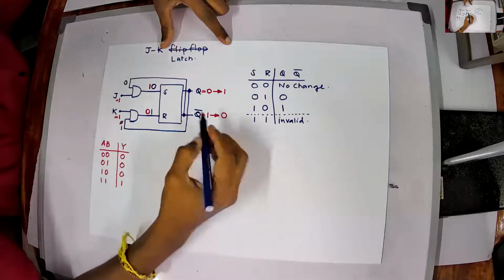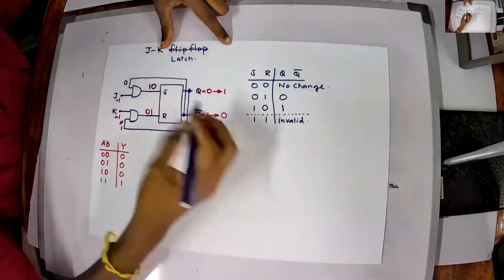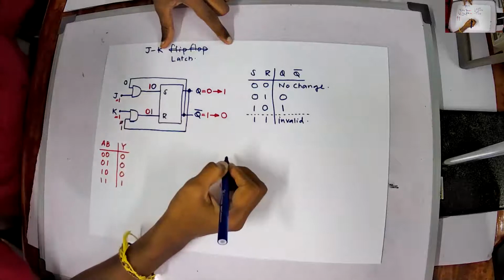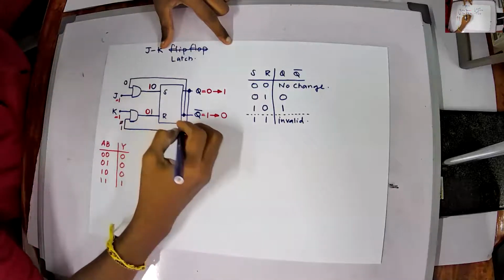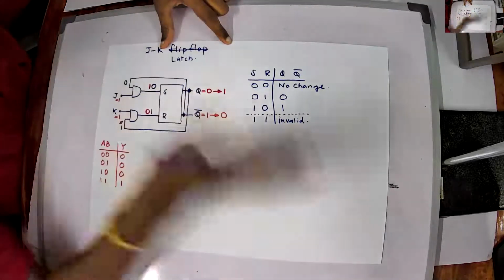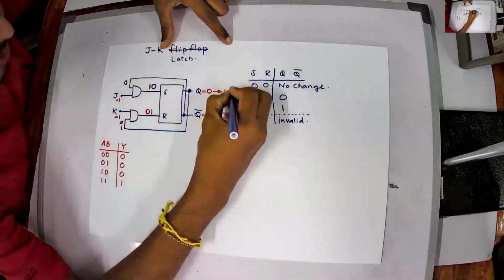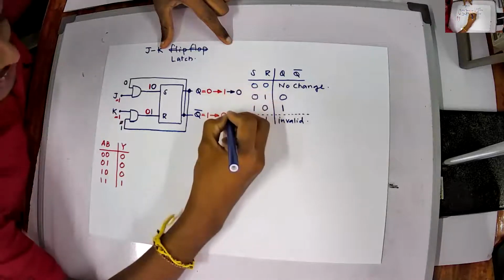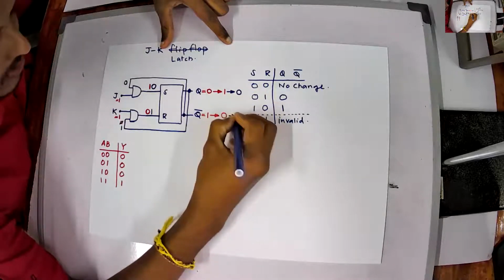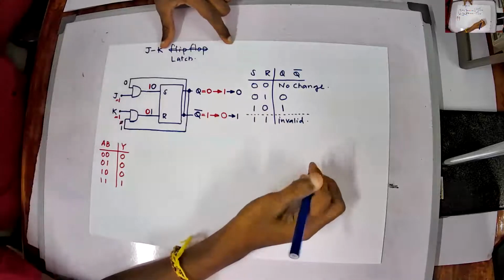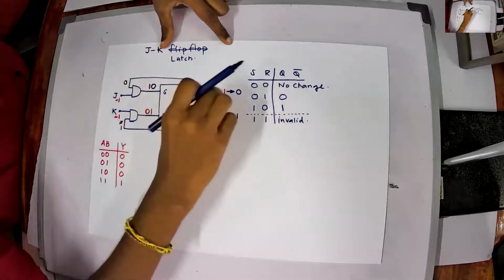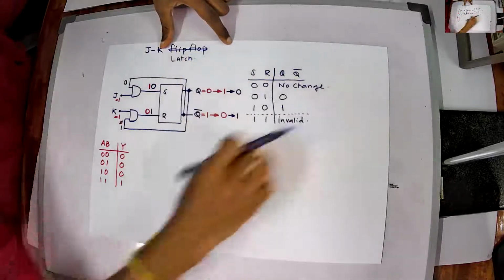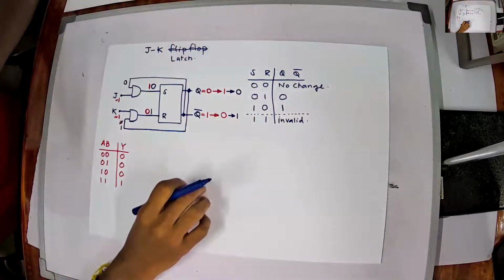Clear, right? So whenever we go to the next step, now your set becomes 0 and reset becomes 1, which means whatever the output is, just reset it. So if Q is 0, that becomes 0, and hence your Q bar becomes 1. And this operation will keep on continuing.